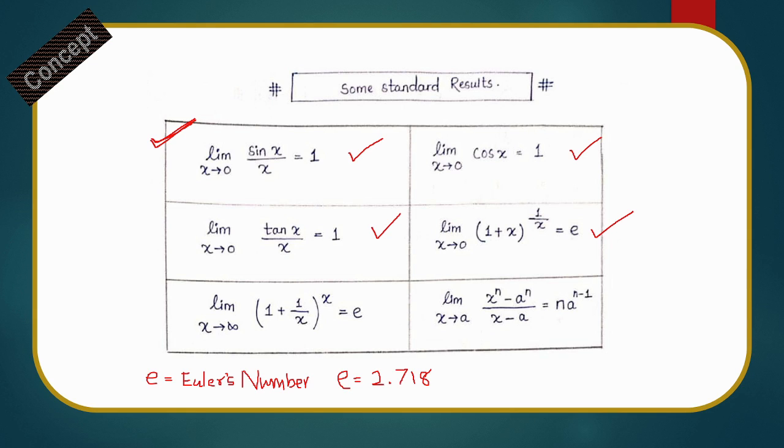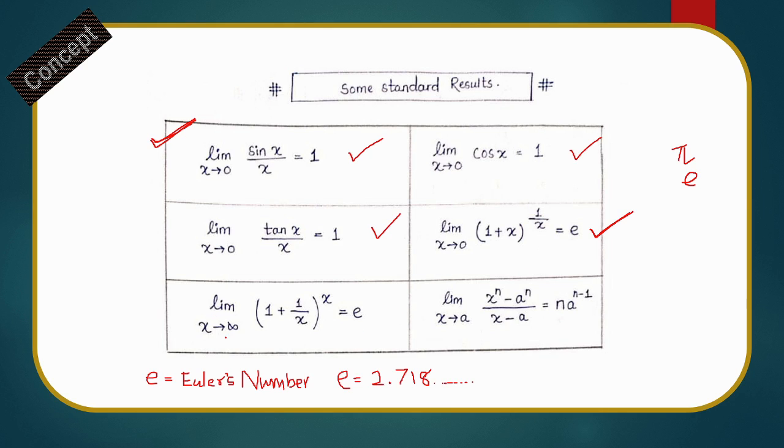What is e? e is the Euler number whose value is 2.718. Like pi, e is also a number, an irrational number, whose value is 2.718 and it will continue like this. So here limit x tends to 0, (1 plus x) to the power 1 by x equal to e. This is the standard result.